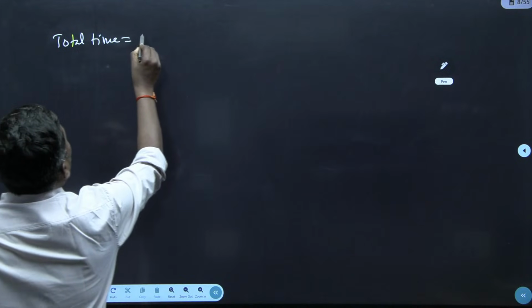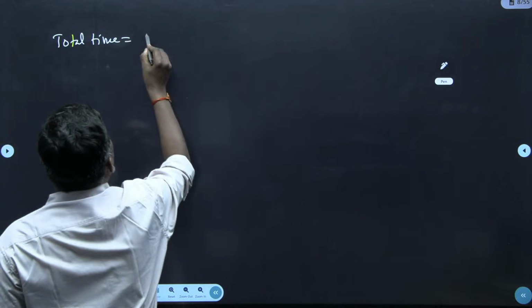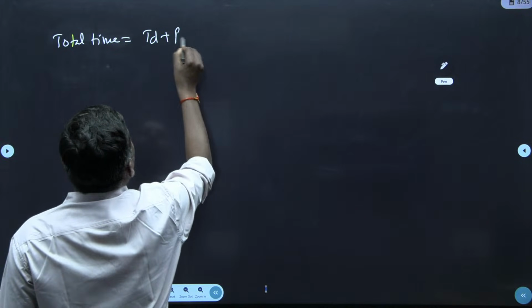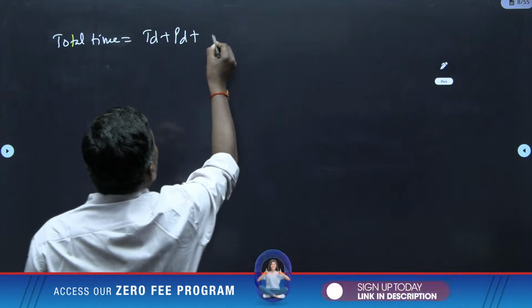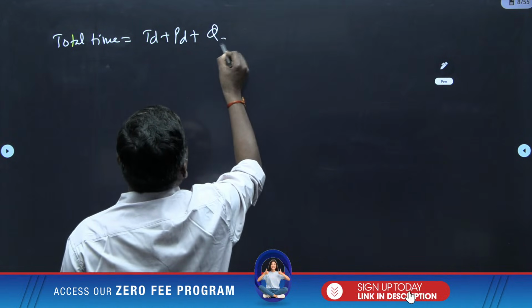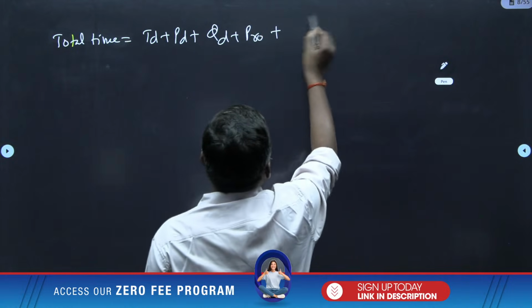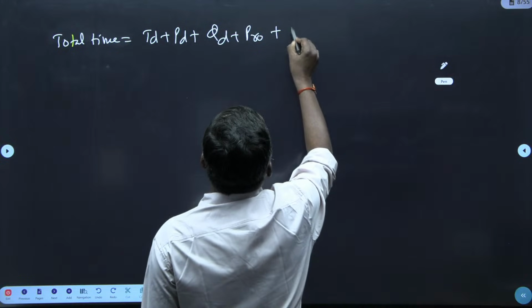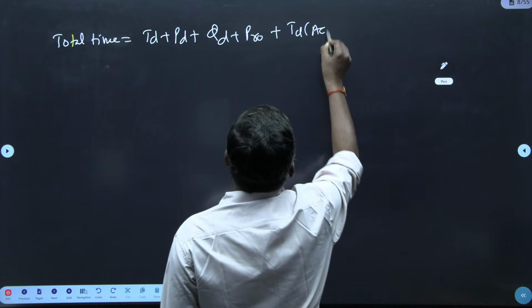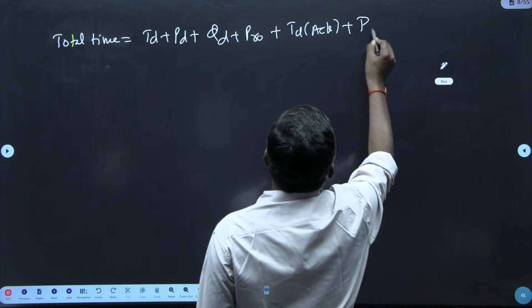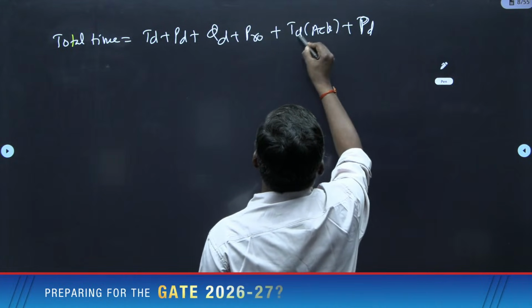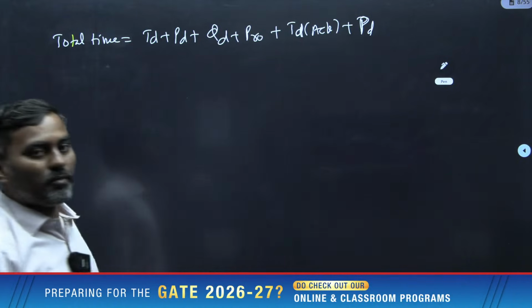So, total time calculation: first the transmission delay will be there, then the propagation delay, some processing and queuing delay, and the processing delay, yes or no? Now the receiver has received it, right? Now the transmission delay of the ACK will be there, plus the propagation delay of the ACK. This is the total time now.